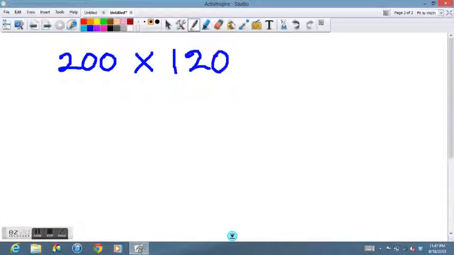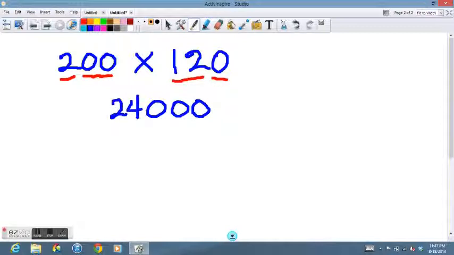Alright, there's a lot of different ways to do that problem, but one way is to notice, first of all, that the first number, 200, has 2 zeros, and the second number, 120, has 1 zero. So because of that, we know that our answer is going to have a total of 3 zeros. And then to get the other part of our answer, all we have to do is multiply the 2 times the 12, which is 24. So the answer is 24,000.